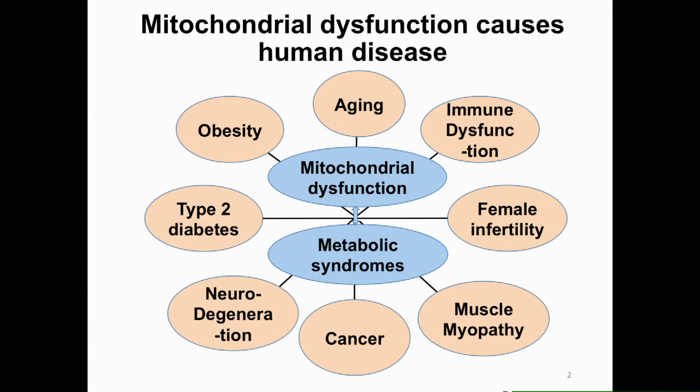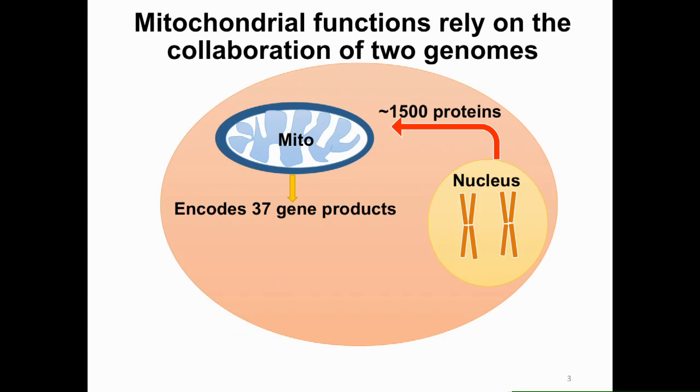So we know that mitochondrial dysfunctions are highly relevant to a series of human diseases. A lot of these diseases, such as aging, obesity, diabetes, and cancer, have become major health concerns in modern society. And noticeably, current studies suggest that there's a strong correlation between the quality and the quantity of mitochondria with female fertility.